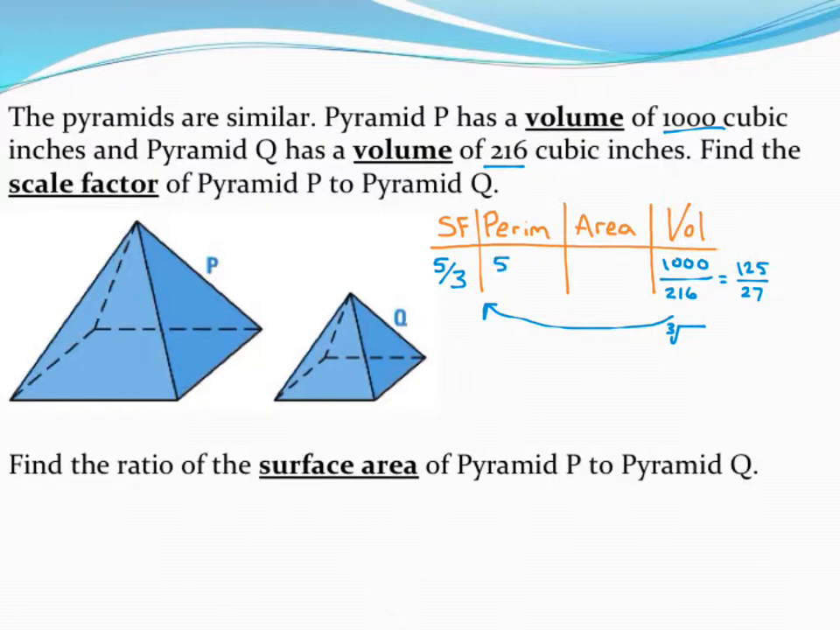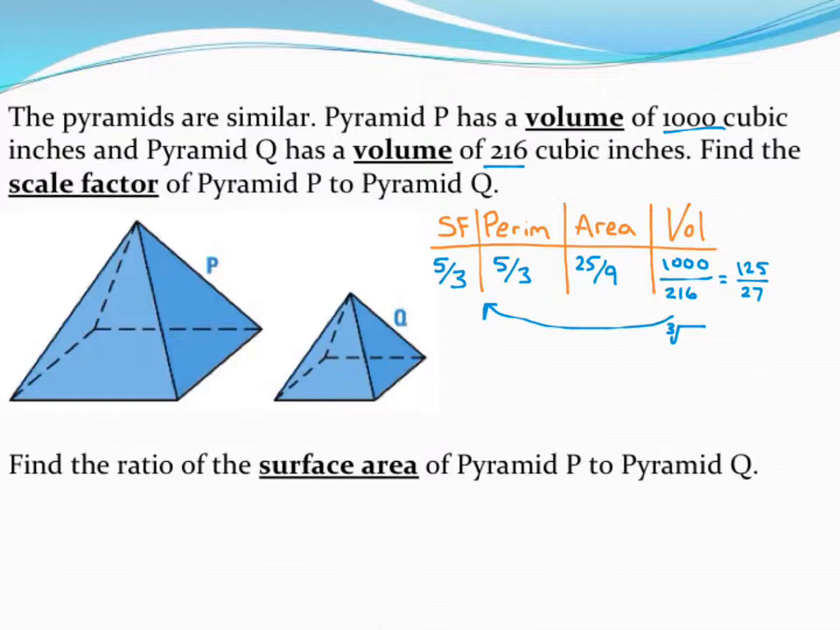The perimeter ratio is the same thing as the scale factor, so that's also going to be 5/3. And then to find area, we're going to square each of those numbers. 5 squared is 25, and 3 squared is 9. So there's the chart filled out. Even before I read whatever the question was, that's the chart filled out.